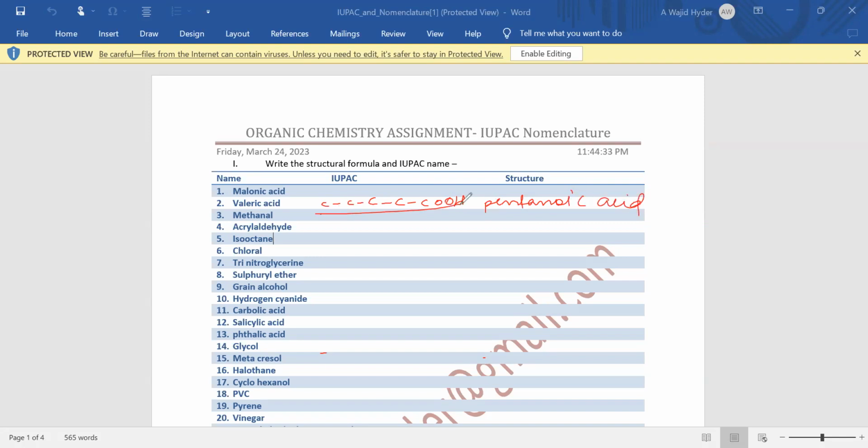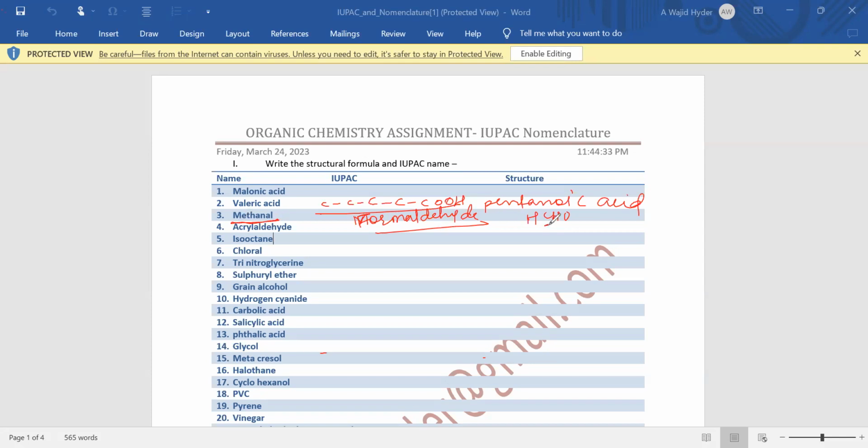It's a structure. What is methanal? Methanal is formaldehyde, HCHO. Formaldehyde is its common name. This itself is the IUPAC name.